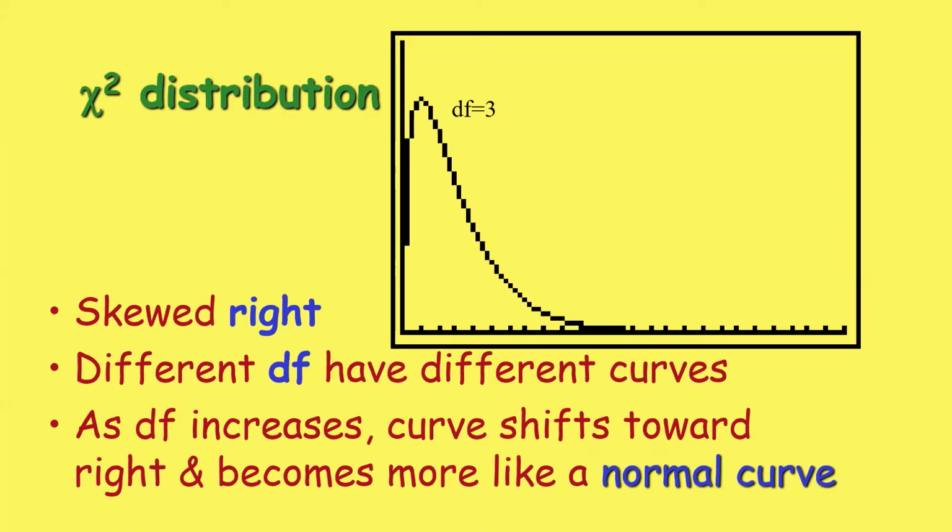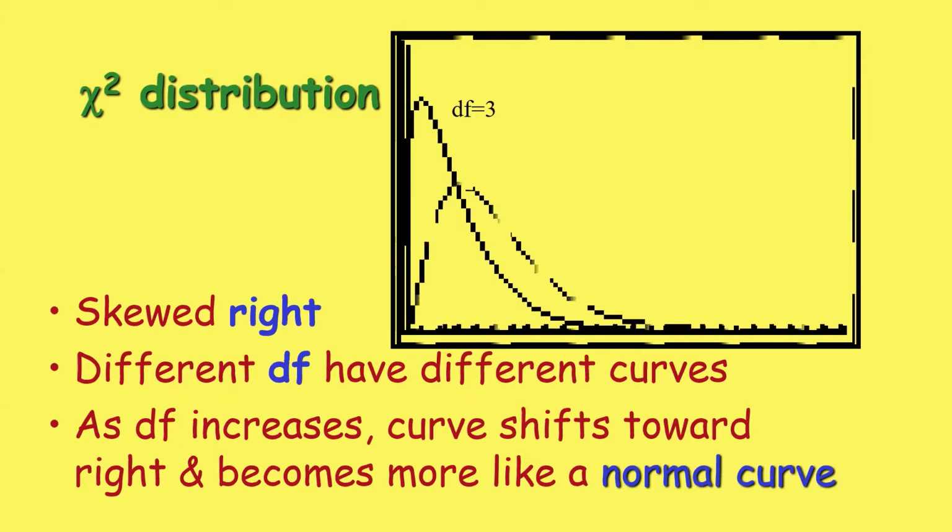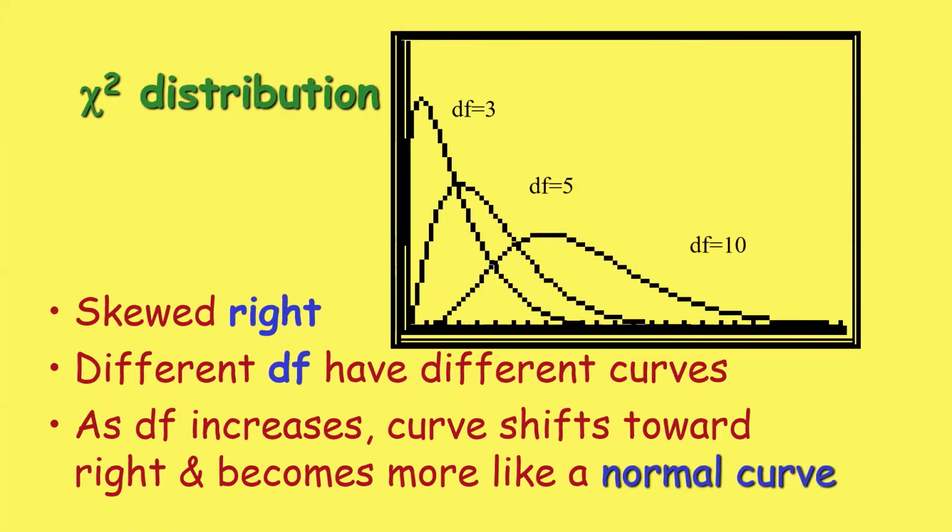If my degrees of freedom is 3, meaning I have 4 categories I'm taking counts of, the chi-square curve might look as such. Again, if I'm increasing degrees of freedom to 5, it might look as such. And if I'm increasing degrees of freedom to 10, i.e. 11 categories, it might look like this.